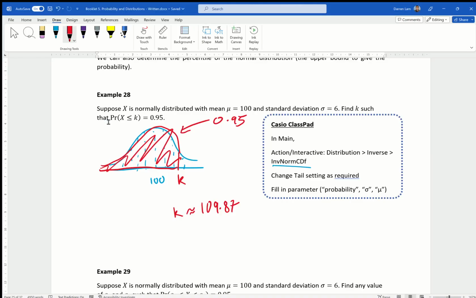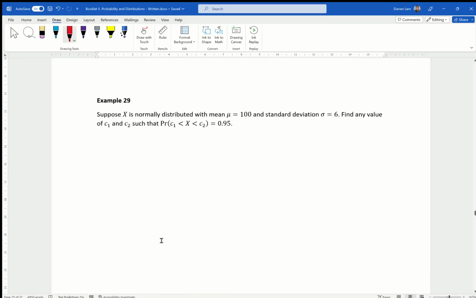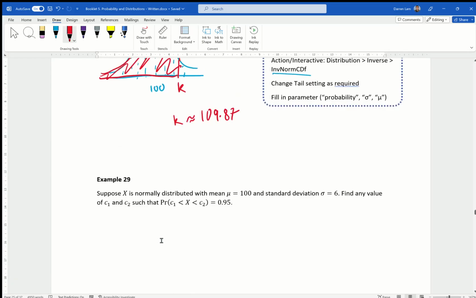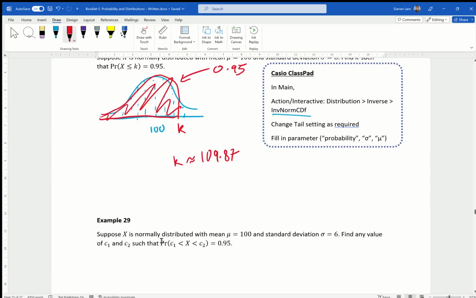Any questions? Okay. Suppose x is a normally distributed... Yes? Oh, is it good now?